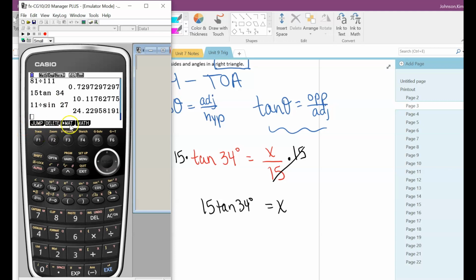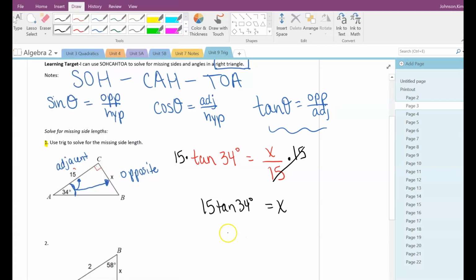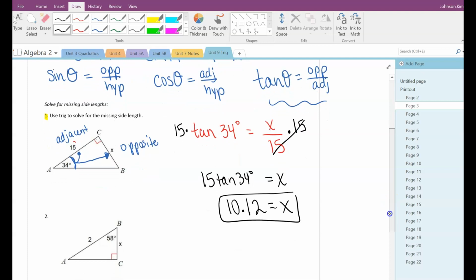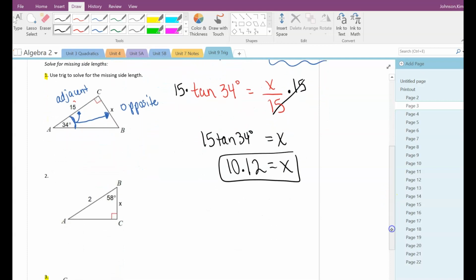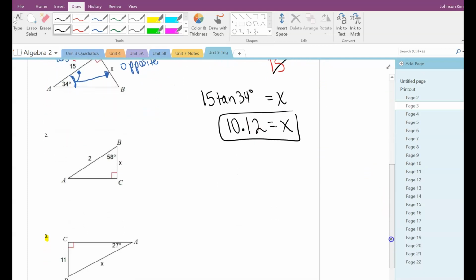So I'm going to go ahead and work on the Casio from now on. I hit 15 tan of 34, because that's my degrees, and I press execute. I'm getting 10.12. Let's round for the sake of these problems to the nearest hundredth. Just double check on your calculator that you're getting the same thing. So 10.12 rounded should be the value of x. Now these sides aren't labeled with inches or units at all, so we could just leave it without units. If you had something like inches or centimeters, then you'd want to make sure that you labeled your side.